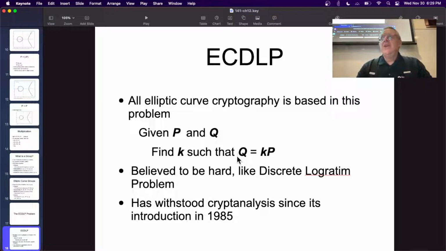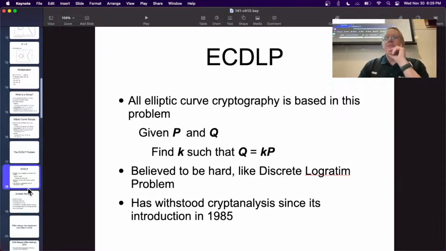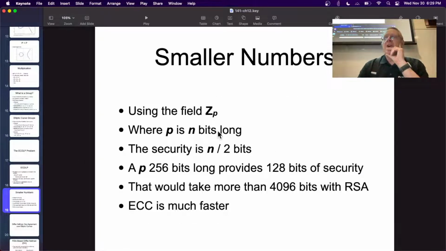So your public key will be Q, your private key will be K, and nobody can figure out how to determine one from the other. That's what's going on here. So if that problem is hard, we can now do it.